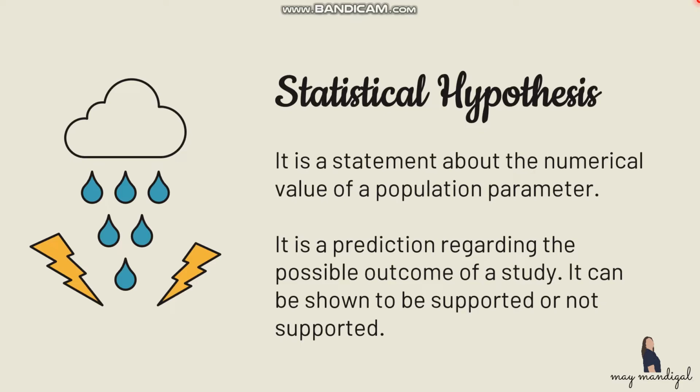Okay? And in statistics, we have what we call a statistical hypothesis. It is a statement about the numerical value of a population parameter. Of course, when we are doing some experiment or study, we have the population, and from that population you can identify the different parameters or values, and we can create statements regarding that parameter, and we call it our statistical hypothesis. It can also be referred to as a prediction regarding the possible outcome of a study. So what will be the possible outcome of your study? That also refers to a hypothesis.